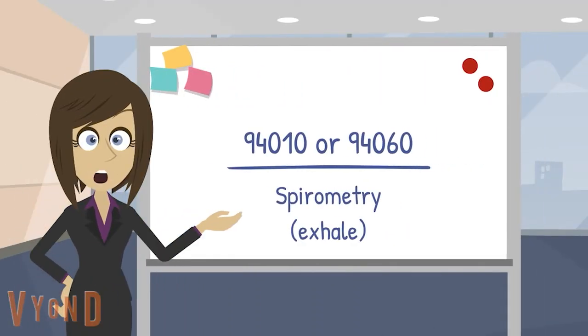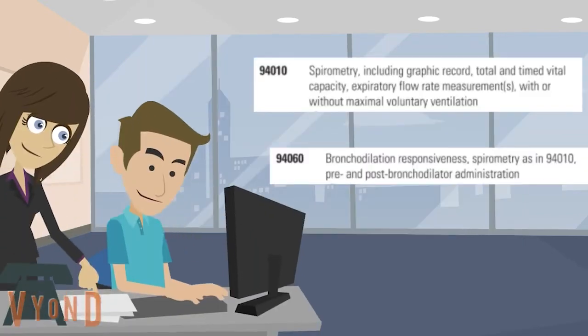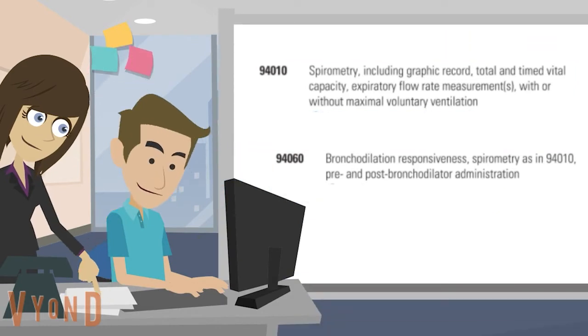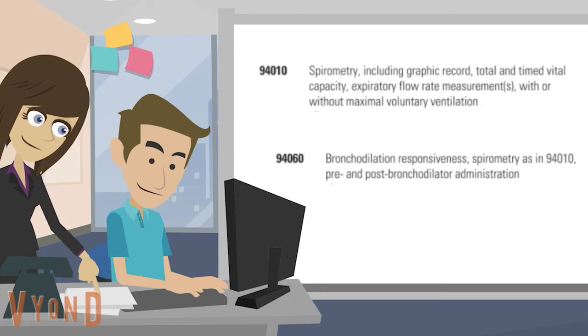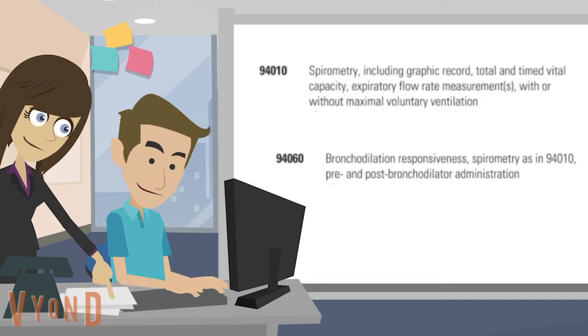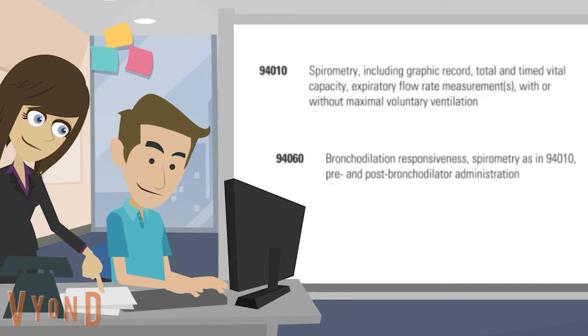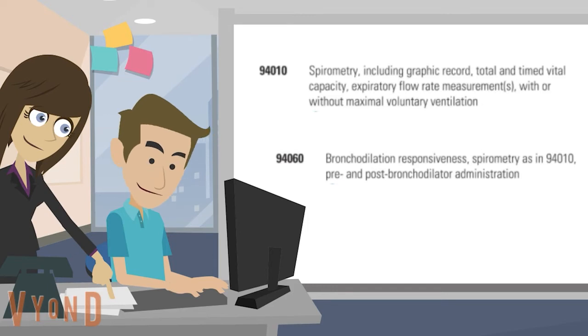All right, medical coders, time to grab your CPT coding manuals. Please refer to 94010 as well as 94060. These two CPT codes are going to indicate spirometry, which again is the exhale from the patient. Now let's take a closer look at those CPT coding descriptions. You can see that 94010 is the spirometry, the graphical representation in the medical record, the total and timed vital capacity, as well as the expiratory flow measurements. And again, this is the exhale, the expiratory flow.